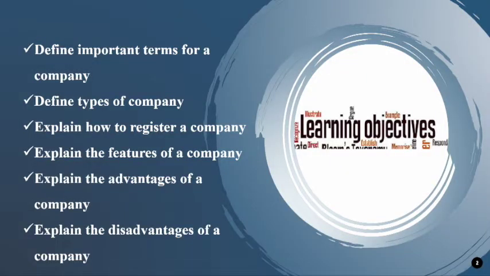The learning objectives of this lesson are: define important terms for a company. Define types of company. Explain how to register a company. Explain the features of a company. Explain the advantages of a company. And explain the disadvantages of a company.